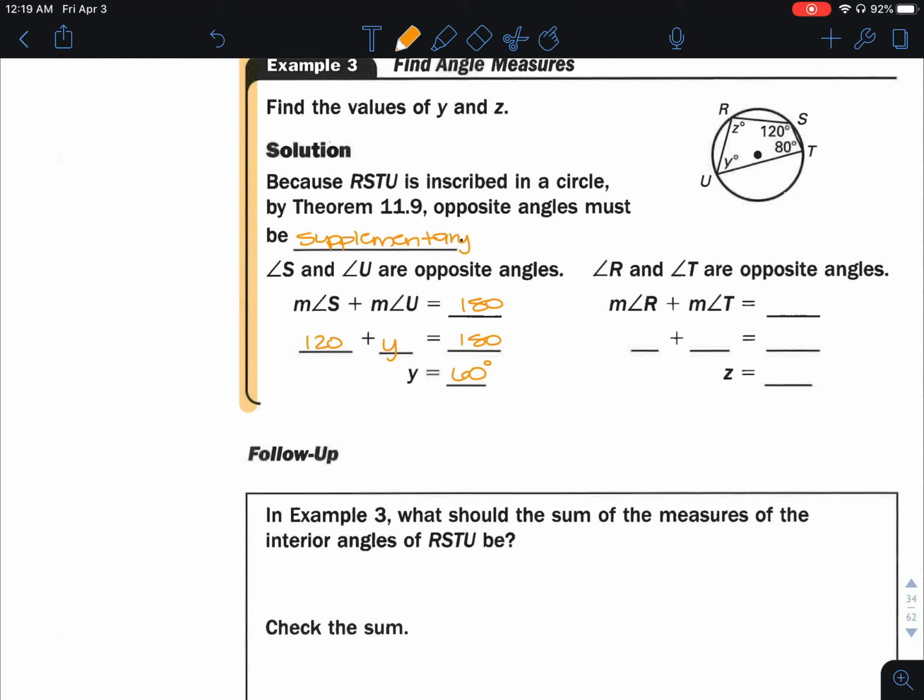Similarly, I have angle R and angle T, which are opposite angles, which I see in my figure. R is replaced with z. T is replaced with 80. Again, these two add to be 180 because they are opposite angles. They are supplementary. So this is 180. Subtract that 80 over, z equals 100 degrees.